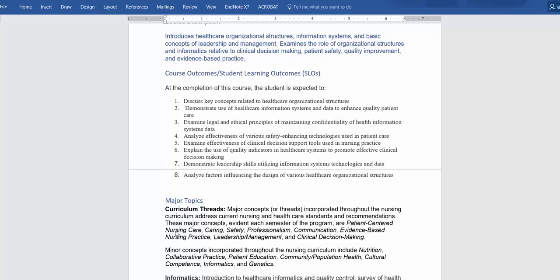When you look at the outcomes that we're going to expect you to achieve for this course, it is to discuss key concepts related to healthcare organizational structures, demonstrate use of healthcare information systems and data to enhance quality patient care, to examine legal and ethical principles of maintaining confidentiality of health information system data, to analyze effectiveness of various safety-enhancing technologies used in patient care, to examine effectiveness of clinical decision support tools used in nursing practice, to explain the use of quality indicators in healthcare systems to promote effective clinical decision making, demonstrate leadership skills in utilizing information system technology and data to analyze factors influencing the design of various healthcare organizational structures.